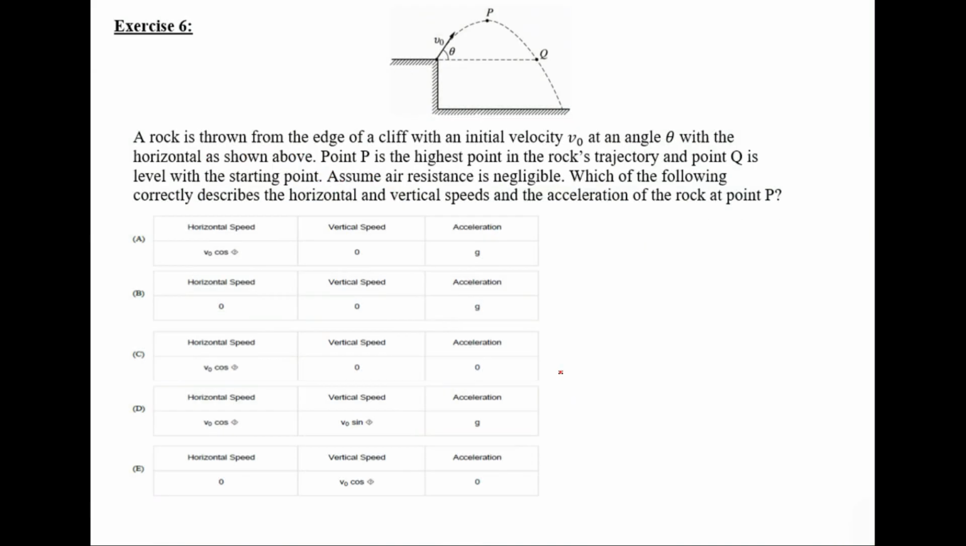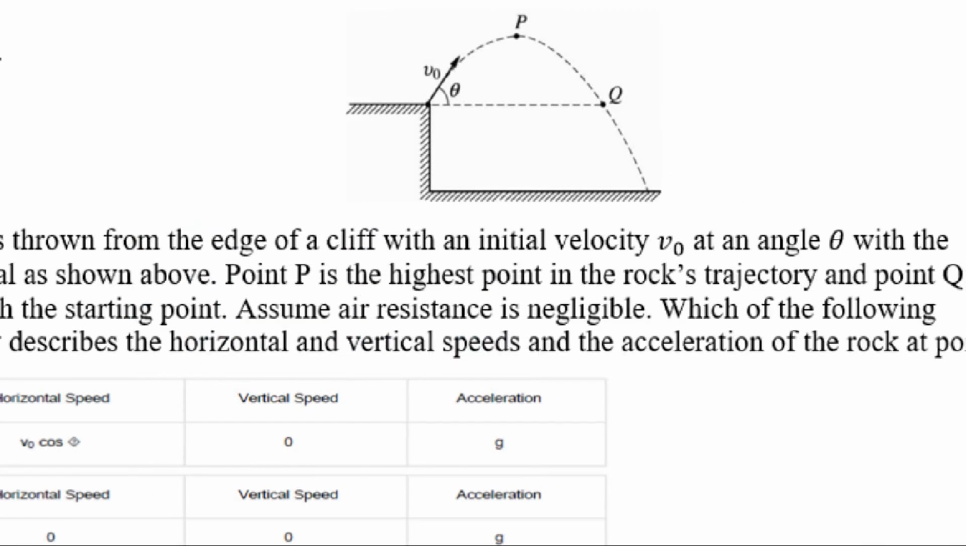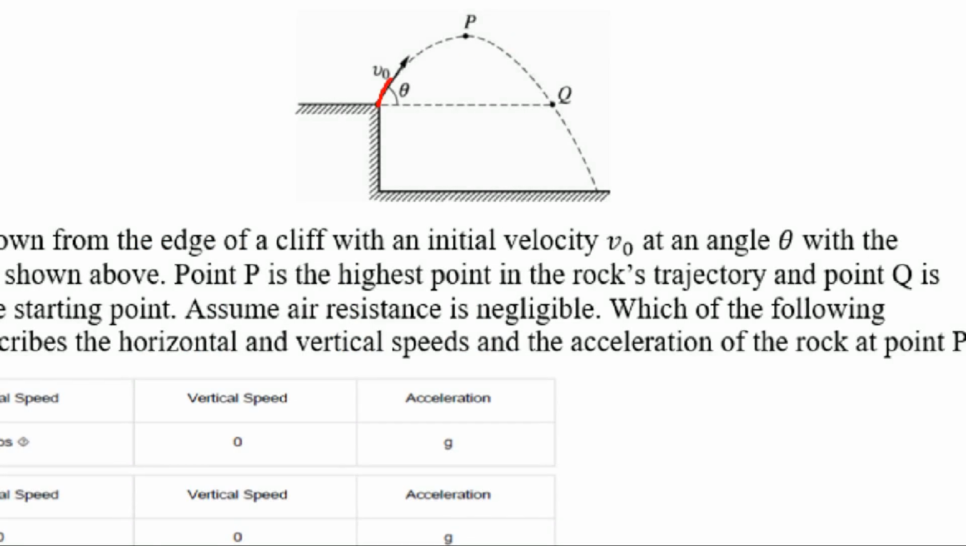Now exercise 6. A rock is thrown from the edge of a cliff with an initial velocity v0 at an angle theta with the horizontal as shown above. Point P is the highest point in the rock's trajectory and point Q is level with the starting point. Then if you consider this part of the projectile, this is going to be a symmetric projectile. If you consider that complete part, that would be a non-symmetric projectile.